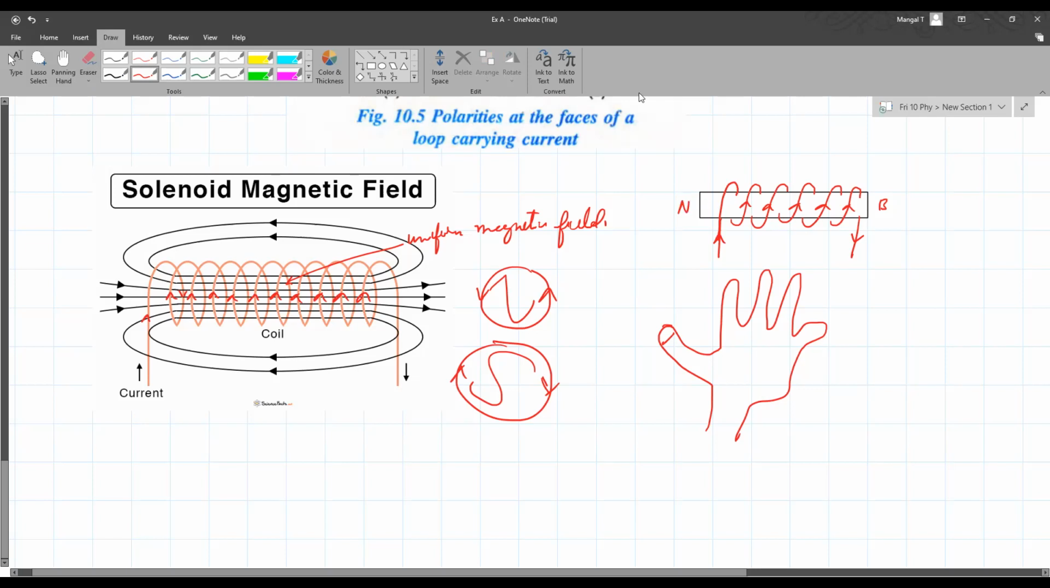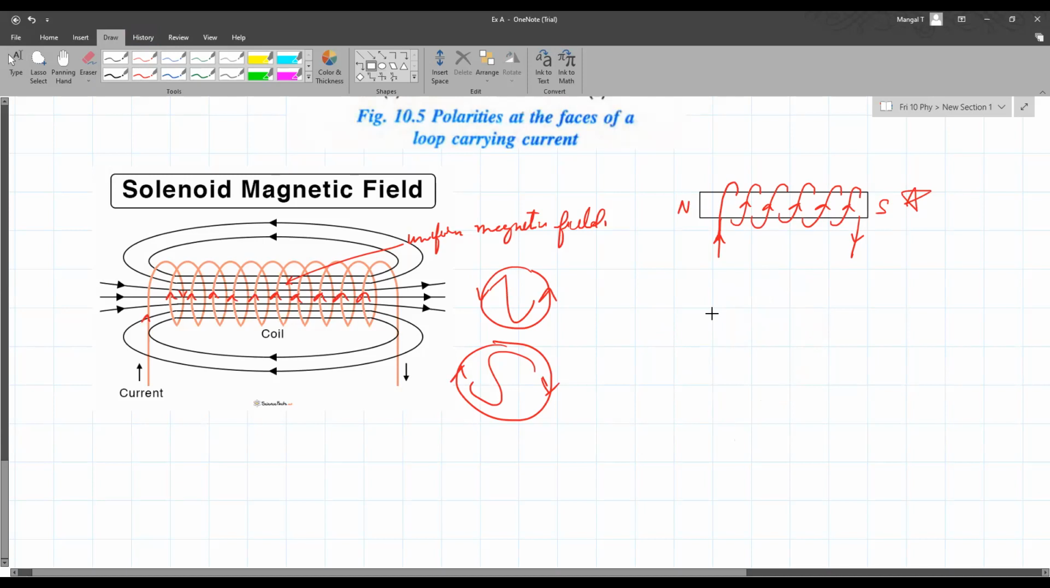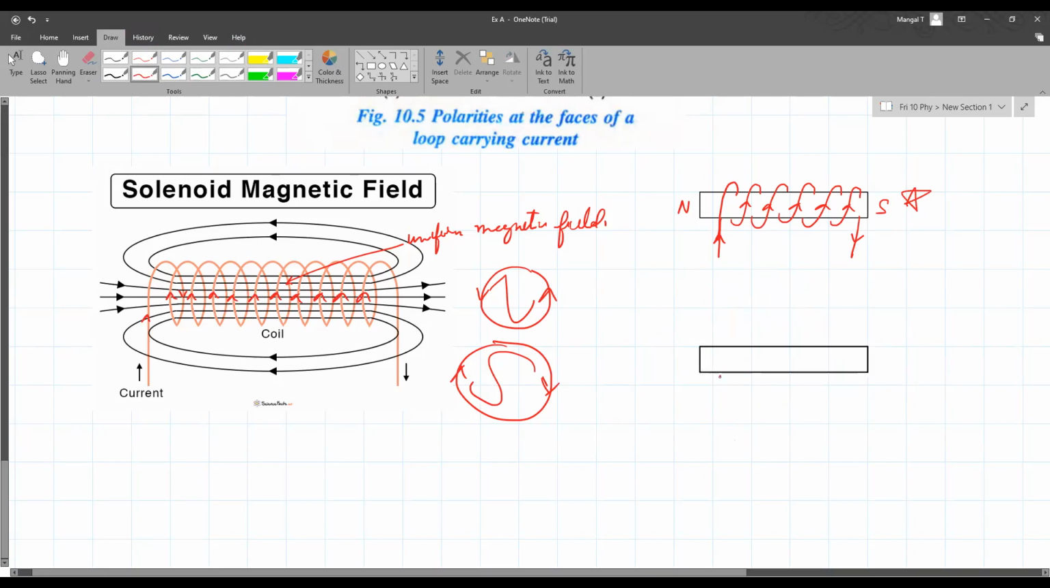Okay, A will be north. And B will be south. So this is very important for you to understand, because you will get questions where you will be deciding the direction, you will be deciding the polarities. Okay, now let me draw a similar diagram.